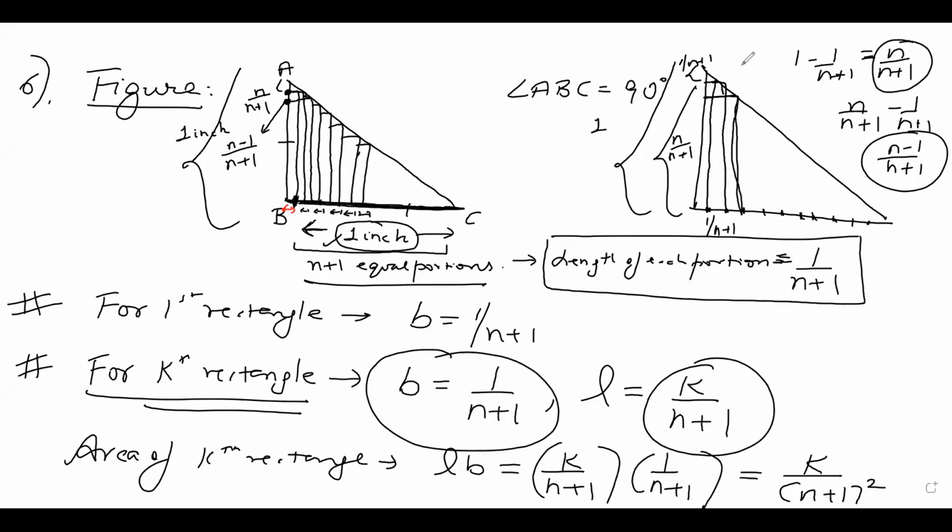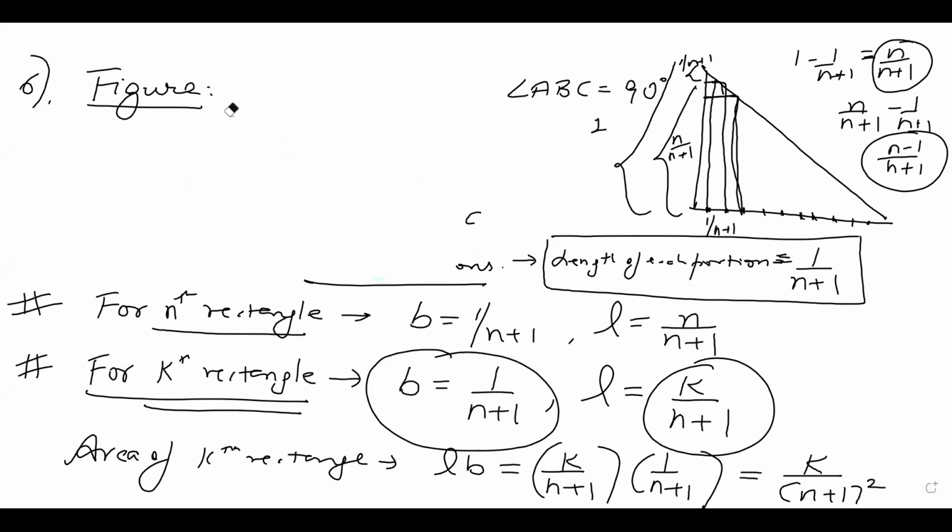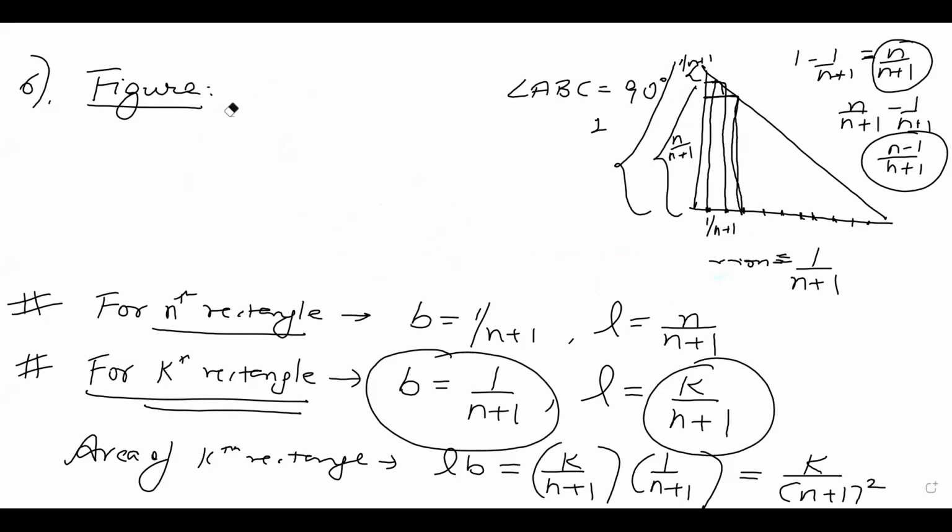Okay. I can also make a small correction, guys. Suppose I'm starting with the nth rectangle first. You can clearly see for the nth rectangle, which is my first rectangle I'm making, the breadth is 1 upon n plus 1 and the length is nothing but n upon n plus 1. Okay, I am drawing the picture again so that all students get a perfect clarity about this, so that there is no confusion with the students.